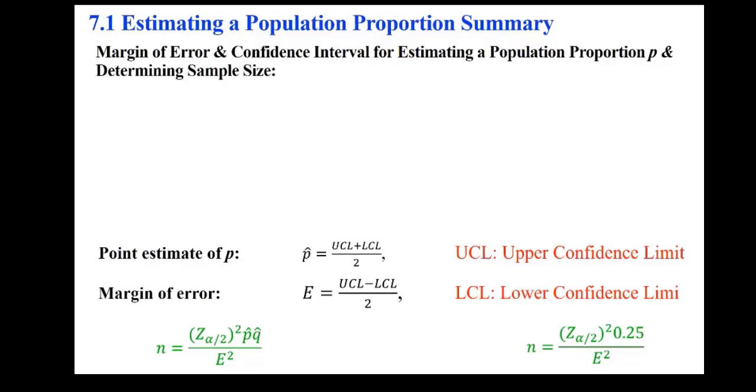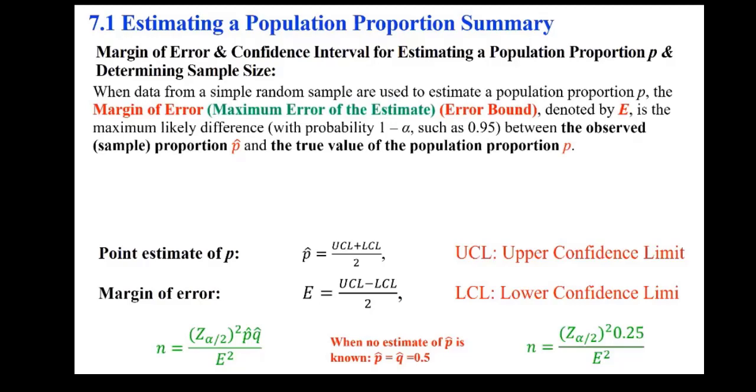Estimating a population proportion. Here's the summary of what's coming up. The first thing we want to discuss would be the margin of error and confidence interval for estimating a population proportion P and determining sample size.